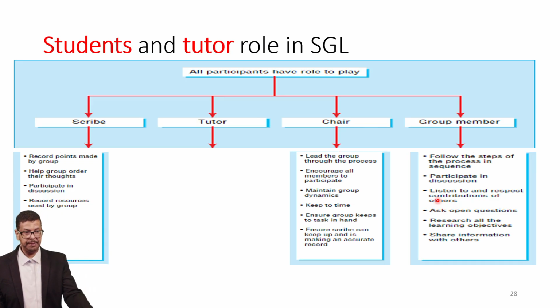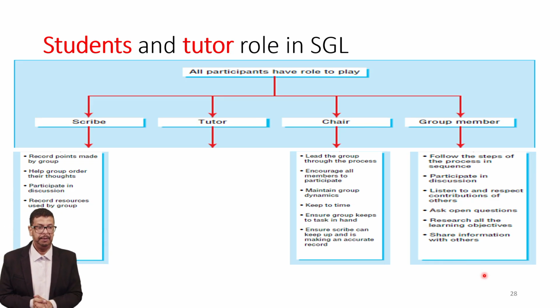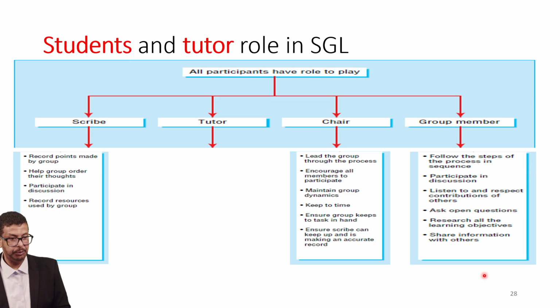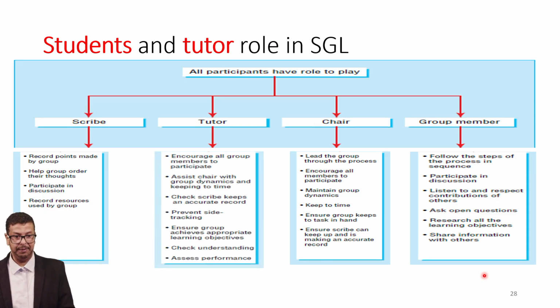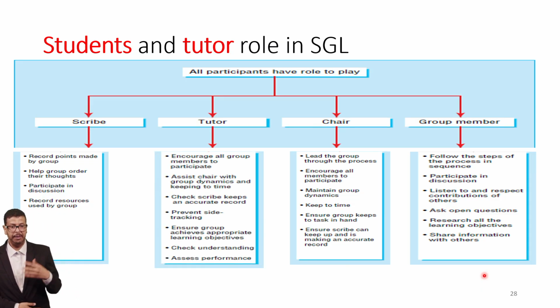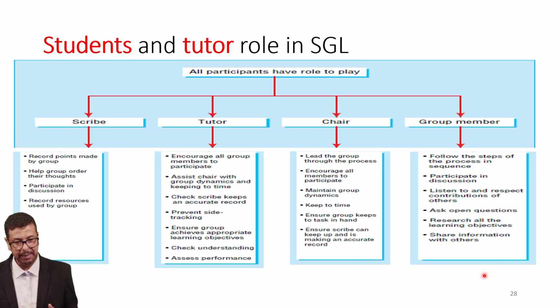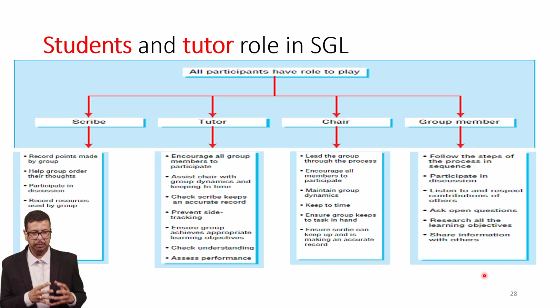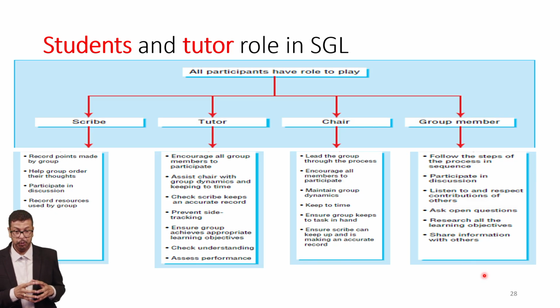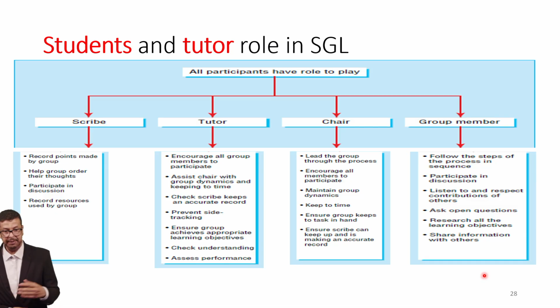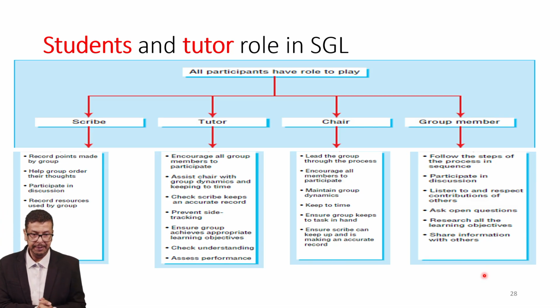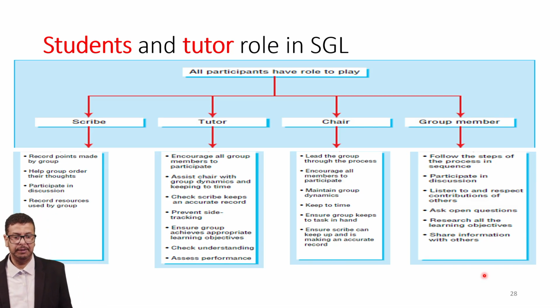The other group members have to follow the steps and participate in the discussion, listen to and respect the contributions of the others, ask open questions, research all learning objectives, and share information with others. And the role of the tutor is to encourage all group members to participate, assist the chair on some occasions with the group dynamics if there are any corrective measures to be taken, check that the scribe keeps an accurate record, prevent any side talk, sometimes support the leader, ensure the group achieves the learning outcomes, check the understanding and assess performance.